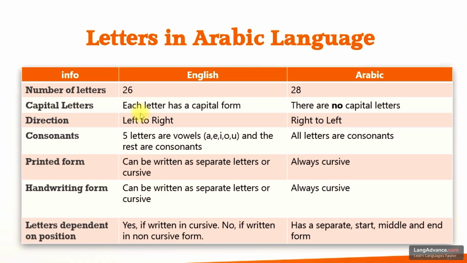Capital letters. In English, each letter has a capital form. So we have the capital letter A and we have the small letter a. But in Arabic, there are no capital letters. Direction. The direction of writing is left to right in English, but it's right to left in Arabic. So how many consonants do we have in English? Most of them are consonants, except 5 letters which are vowels. So A, E, I, O, U are vowels, and the rest are consonants out of these 26. Out of these 28 in Arabic, all letters are consonants. So these 28 letters do not include vowels. So the vowels in Arabic are written separately on top of the letters that make up the 28 letters.